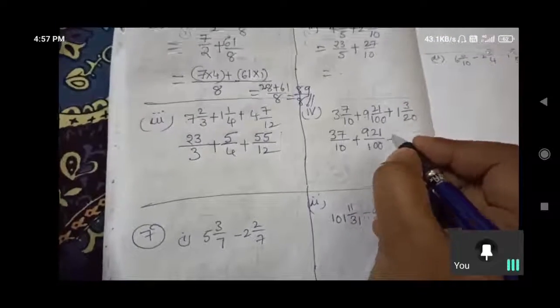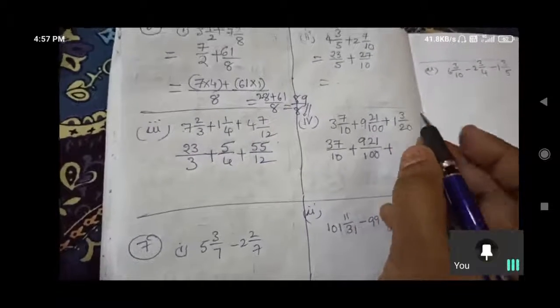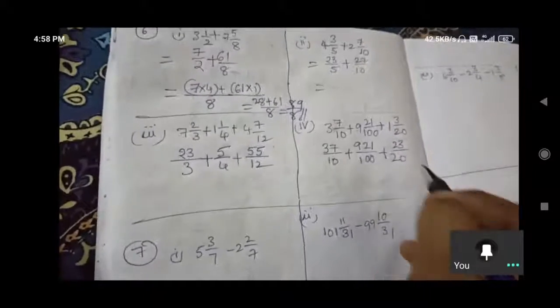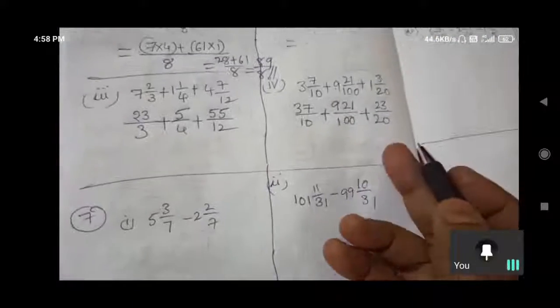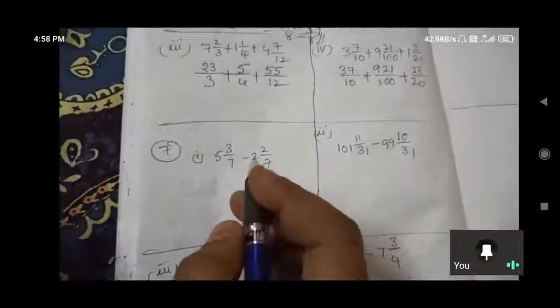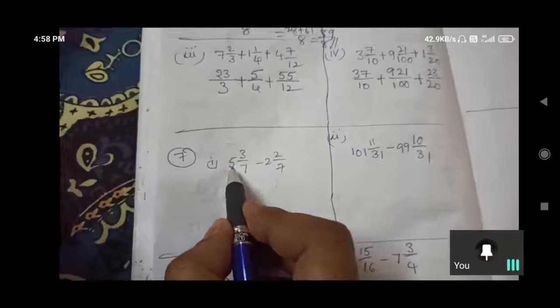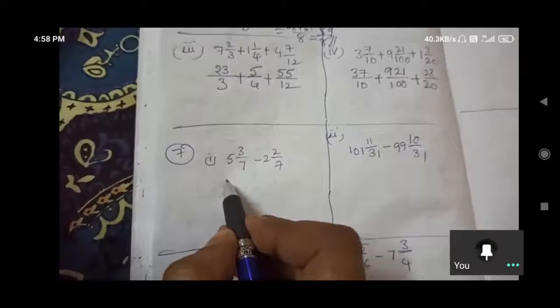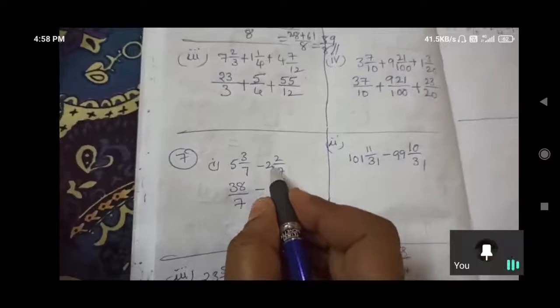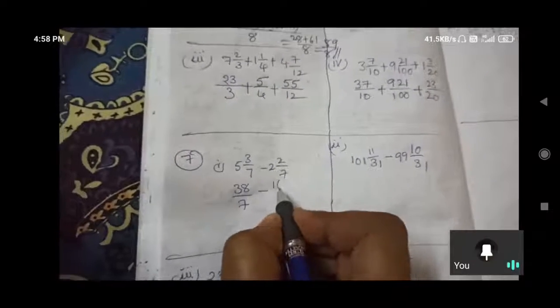But in the numerator, what should we do? Multiply the two and add. 20 into 1, 20 plus 3, 23 by 20. So like that you can do. And the remaining part, taking LCM and adding the same. Okay. And here also 7 fives are 35 plus 3, 38 by 7. Yes. And 7 twos are 14 plus 2, 16 by 7.